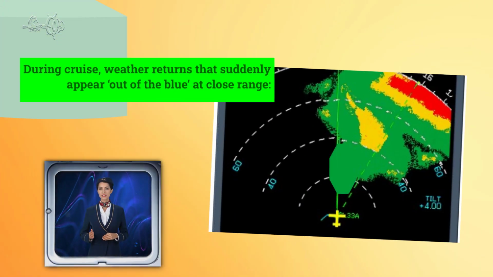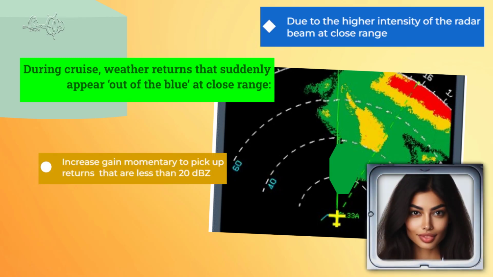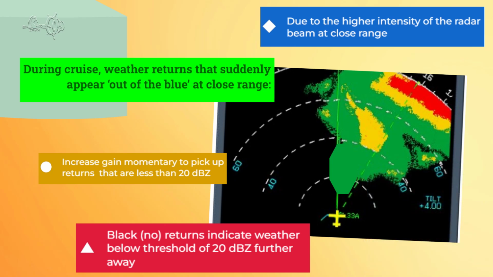Wow, surprisingly, some weather returns suddenly appeared out of nowhere at close range. I wonder why this could be? This is because the black returns at further range may yet be below the threshold of 20 dBz. As the weather comes closer, due to the increased reflectivity at shorter range, the weather is now picked up and displays green. To avoid surprises, increase the gain to pick up those hidden returns and assess if avoidance is required or not.